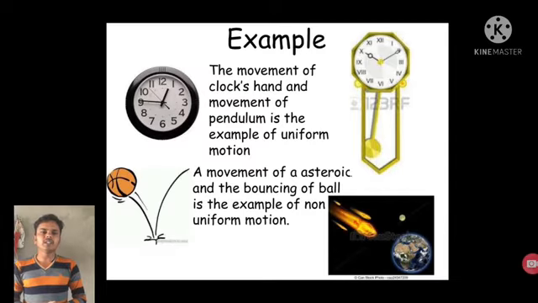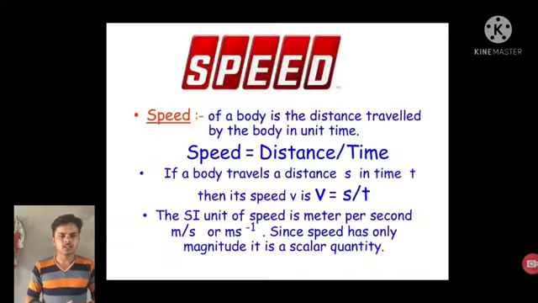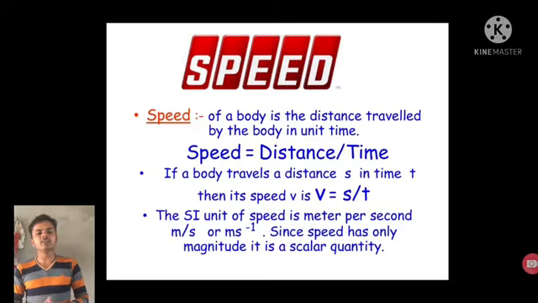Now we will discuss speed. You hear many times about what speed is. Speed is the distance traveled by a body in unit time. The formula of speed is distance per unit time. If a body travels a distance s in time t, then its speed v is v equal to s upon t. The SI unit of speed is meter per second.